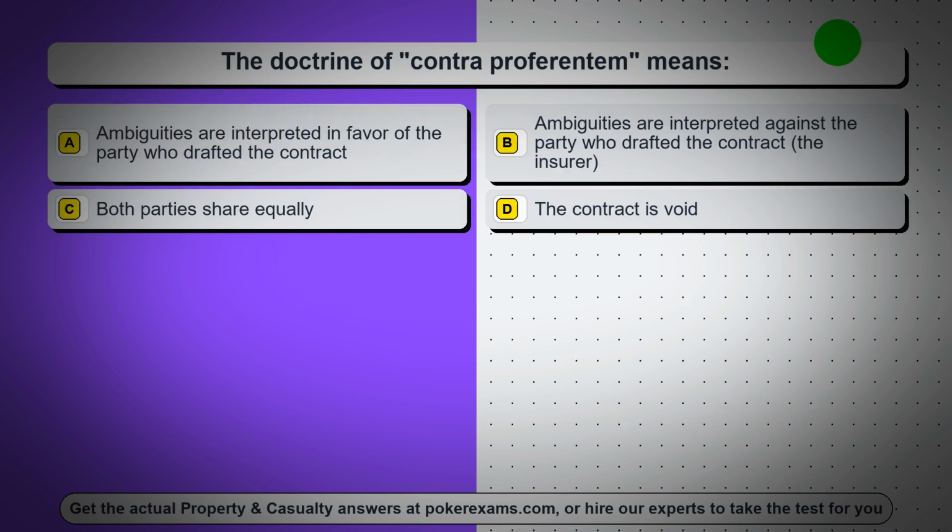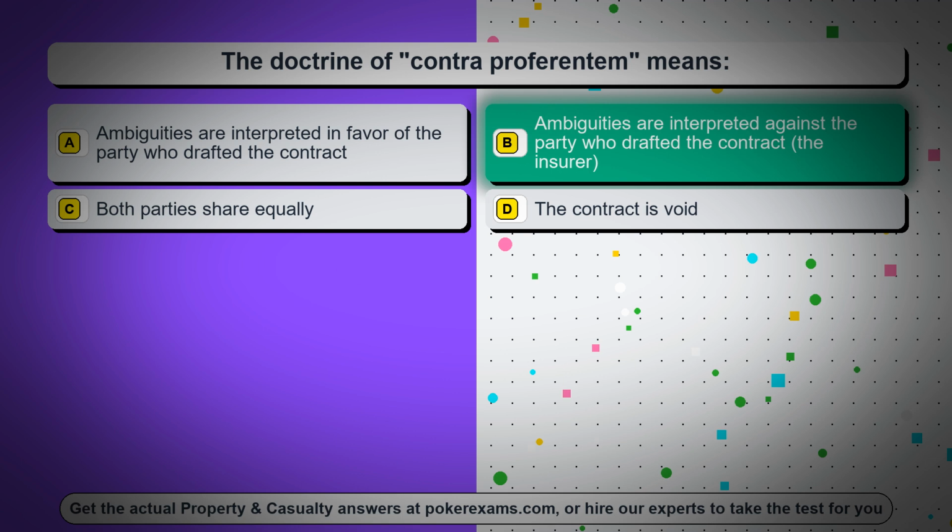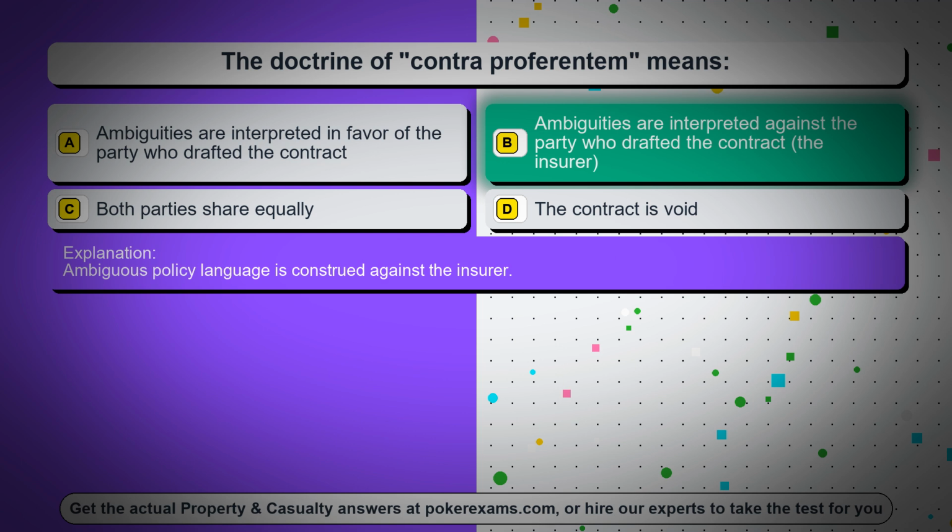Question 14. The doctrine of contra proferentem means: Option A, ambiguities are interpreted in favor of the party who drafted the contract. Option B, ambiguities are interpreted against the party who drafted the contract, the insurer. Option C, both parties share equally. Option D, the contract is void. The correct answer is option B, ambiguities are interpreted against the party who drafted the contract, the insurer. Ambiguous policy language is construed against the insurer.